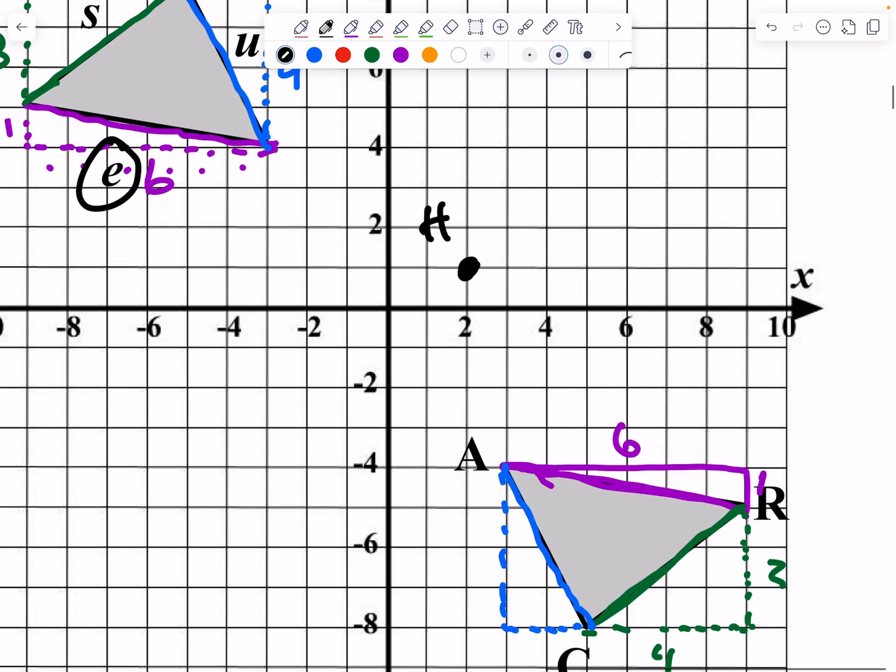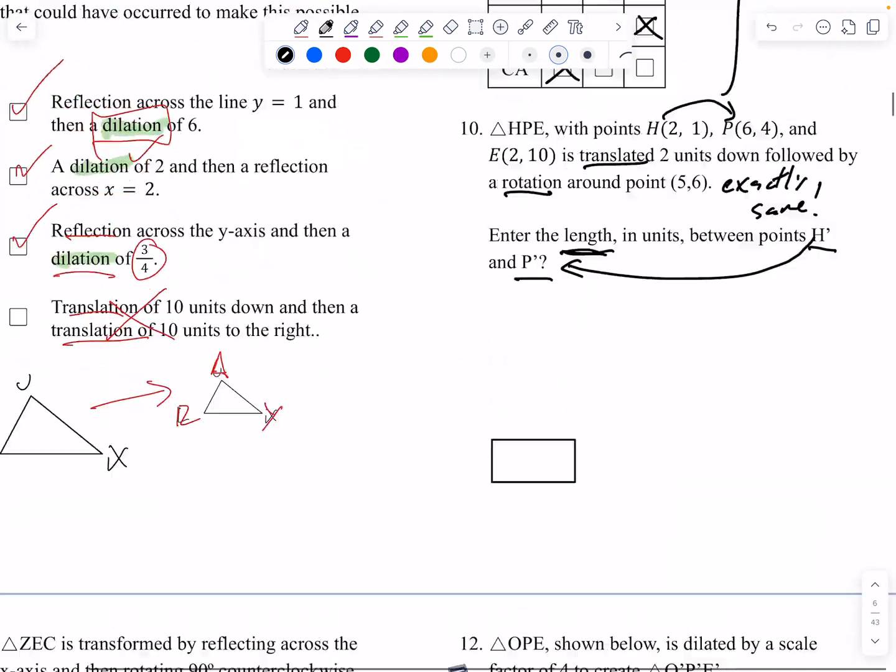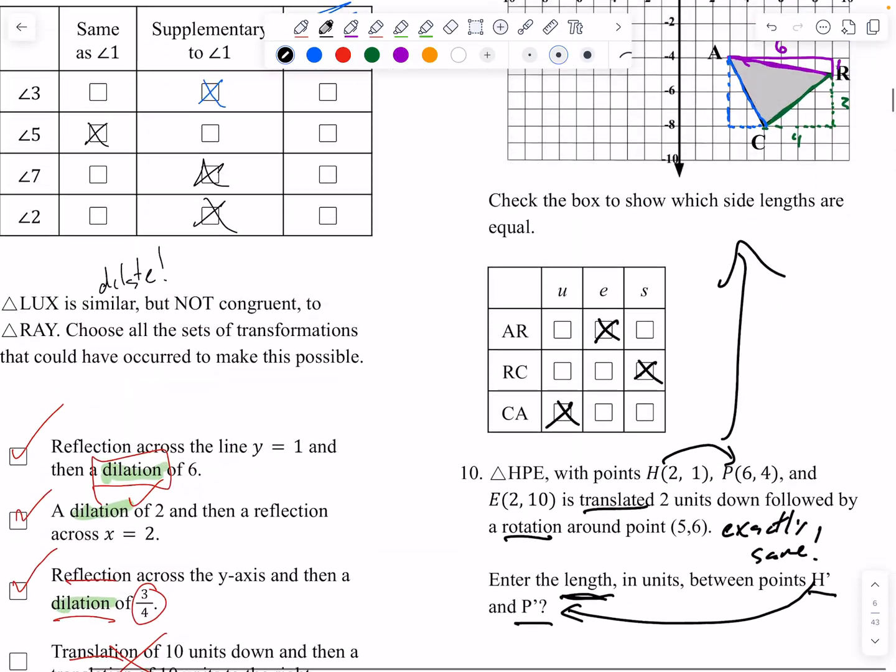So there's 6 and 4. So there's P. So the question is, how far is that? And you're like, wait, what the heck? That's not a straight line. Like, I don't know how to find that.